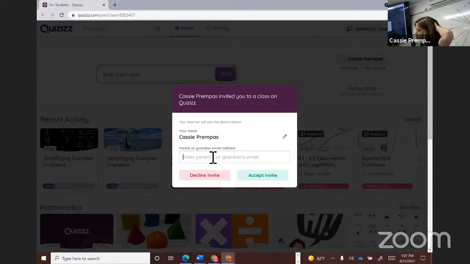Quizzes will also ask you to put a parent or guardian email address. You do not have to type in your parent's email. You could type in your email. Truth is, I will never email your parent through this website. On campus will show your score. I don't use this one for scoring. I just use it for recording the data. But after you have that, you'll press accept invite, and then you're in the class.